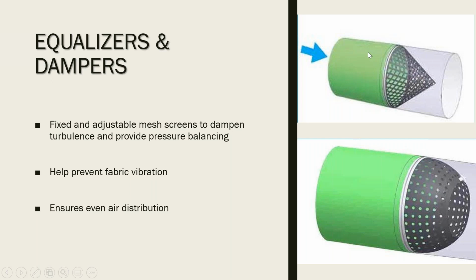As you can see, the top picture is an equalizer. That's not adjustable. The bottom one is a damper that is adjustable. The opening at the end can be adjusted, as it has a built-in fabric band that can be adjusted any way that it needs to be. So these can be placed at the inlet, or they can be placed anywhere throughout the fabric duct where it's needed.